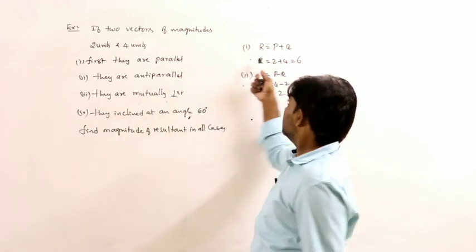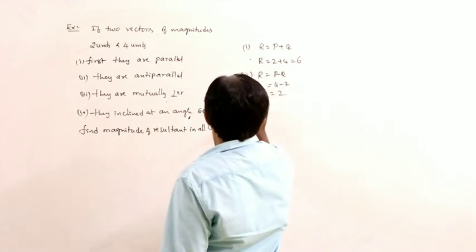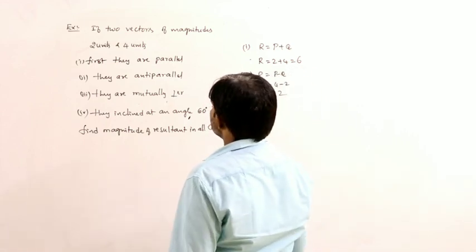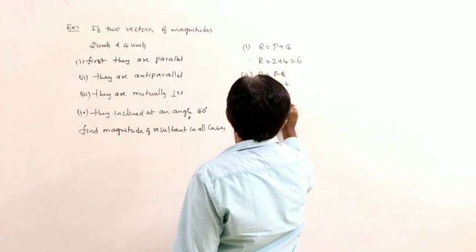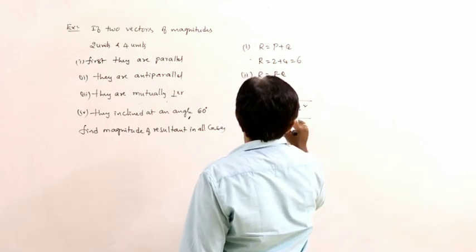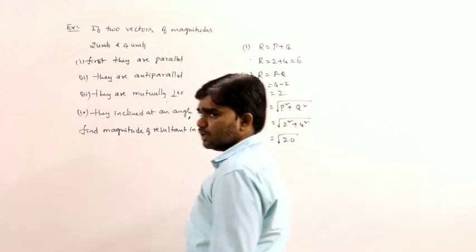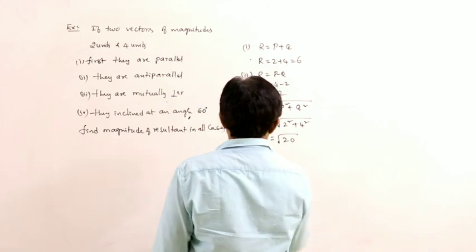If two vectors are parallel, addition. If two vectors are anti-parallel, subtraction. Third, if two vectors are mutually perpendicular, what is the formula? Square root of p square plus q square. So that is equal to the square root of 2 square plus 4 square, which is root 20, or 2 root 5 we can write.